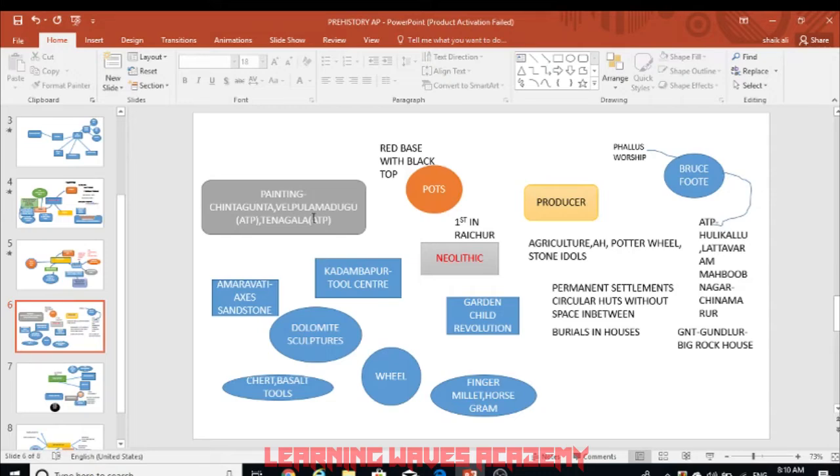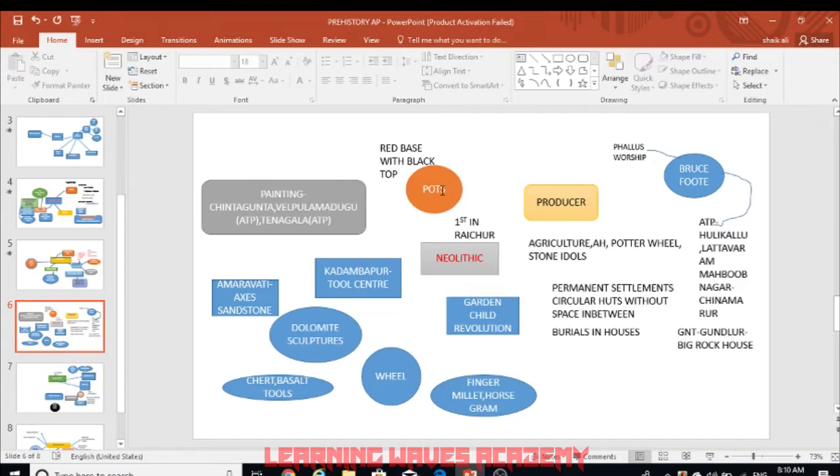Although paintings evolved in the Mesolithic age, only red color was used. Here the painting has evolved very much, and the main development of this age can be seen in Chintagunta, Velpulamadugu of Anantapur, and Tenagala of Anantapur again. Chintagunta, Velpulamadugu and Tenagala. Here the main paintings are dogs, deer and humans.